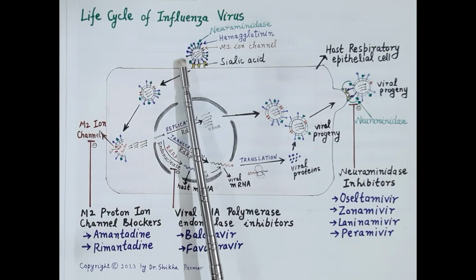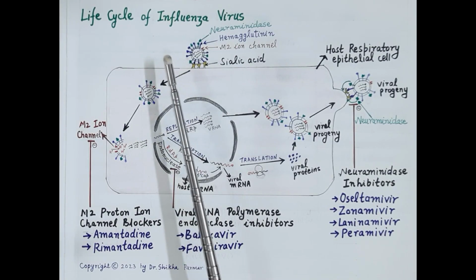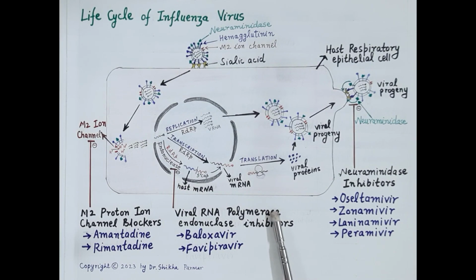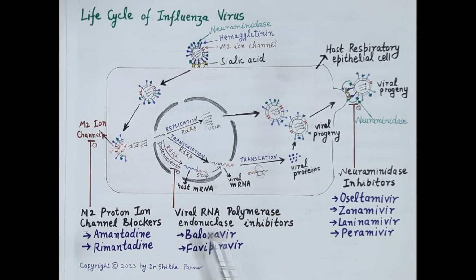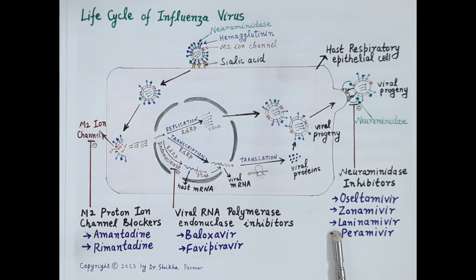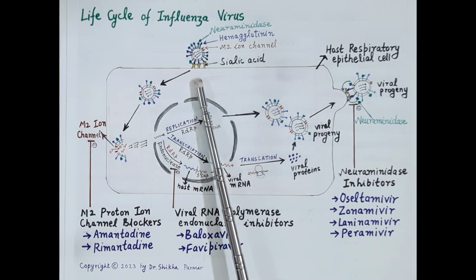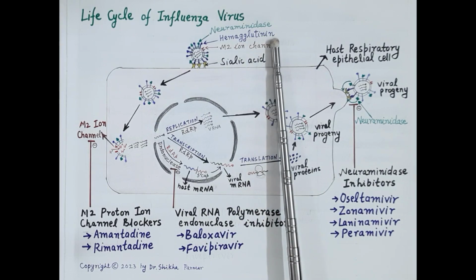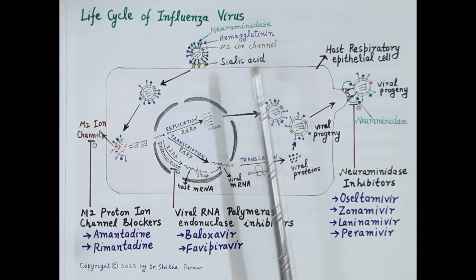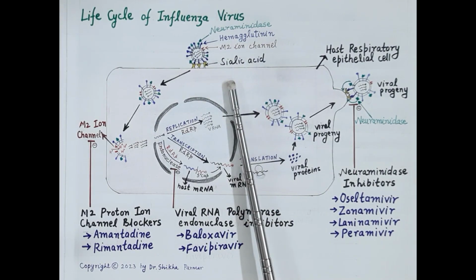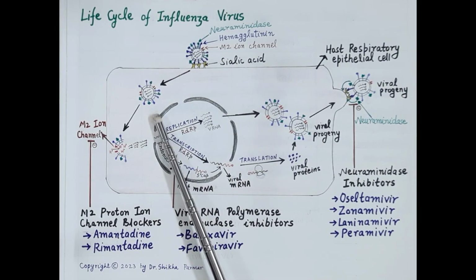Now let's study life cycle of influenza virus. Now this life cycle of influenza virus helps us to understand targets and mechanism of action of anti-influenza virus drugs. Now this is the host respiratory epithelial cell and this is the influenza virus. Now hemagglutinin of influenza virus fuses with the sialic acid residues on the host cell. And then the virus enters the host cell by the process of endocytosis.